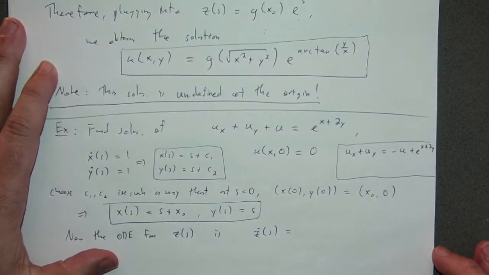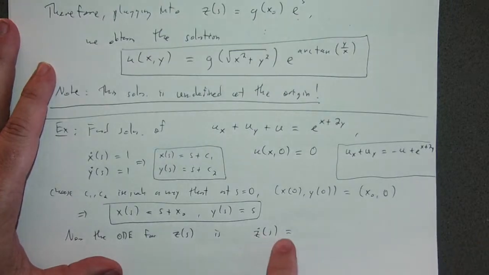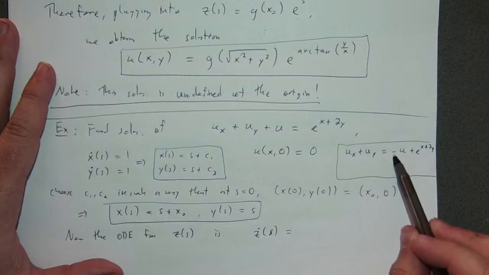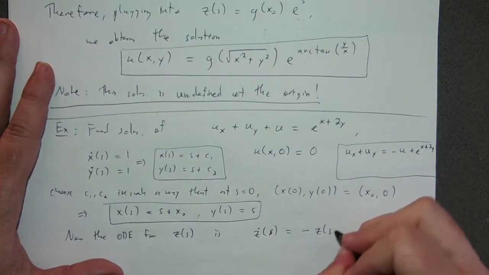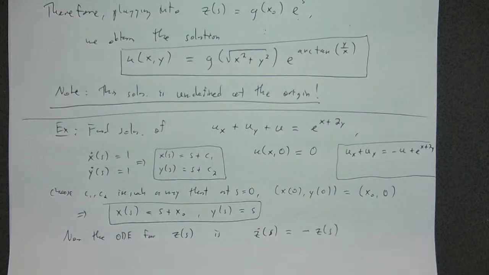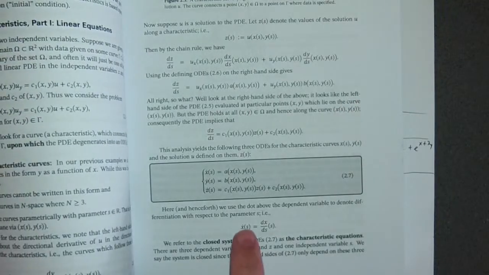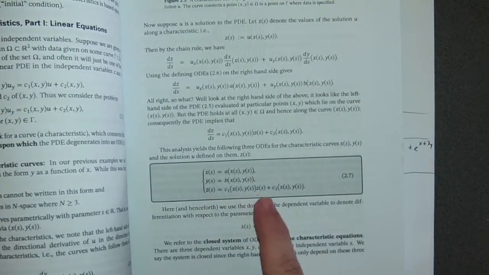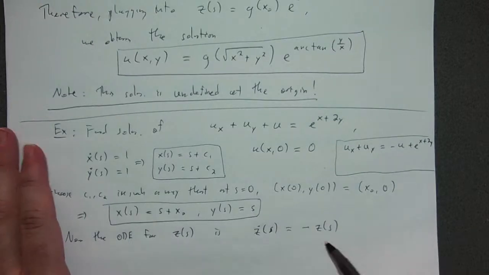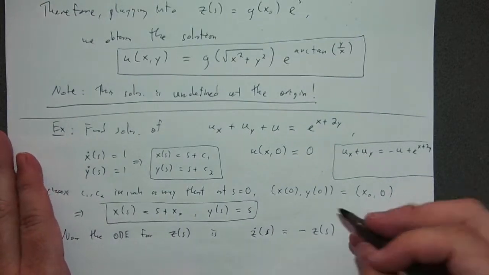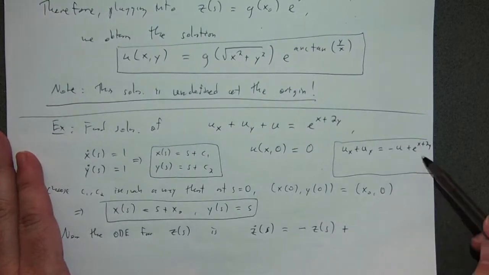And so Z dot of S is what? Minus 1 is the coefficient function on U here in this form. So this would be minus Z of S. Again, remind yourself, here are my characteristic equations, C1 Z plus C2, where C1 and C2 are these coefficient functions. So this is minus Z of S plus the coefficient function C sub 2, which is e to the x plus 2y.